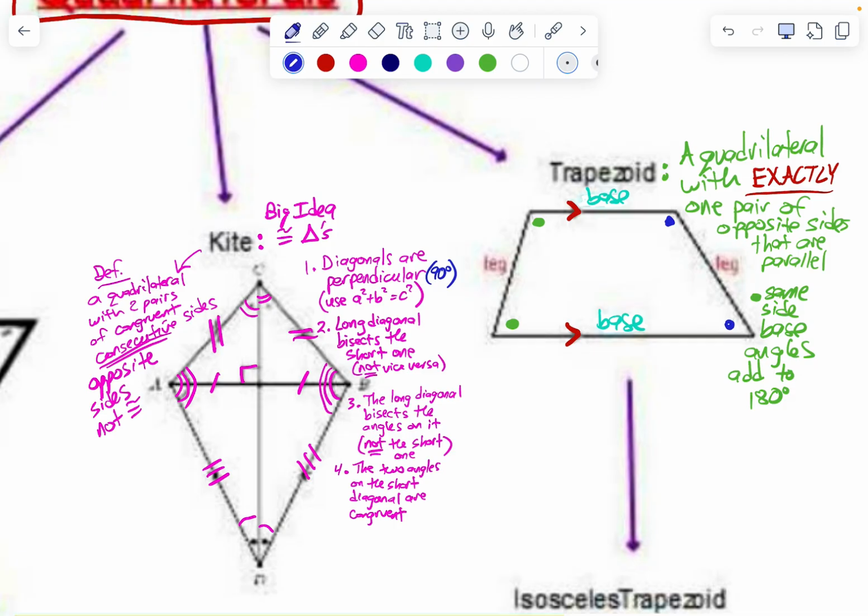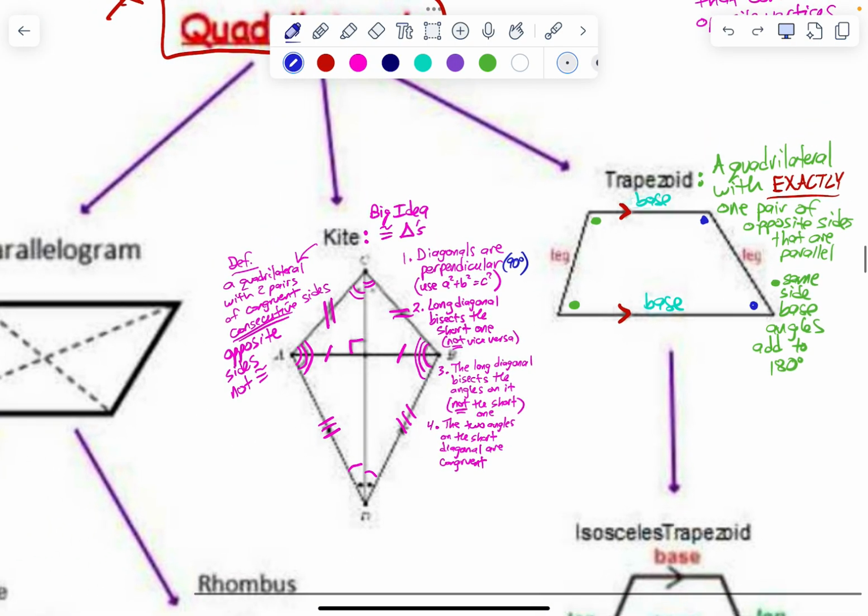Do you think there's anything we can say about the diagonals? You don't need to draw these in, I'm just going to do it temporarily. Like, do these have anything special about them? Like the ones in the kite? Nope, not here. So not for just a regular run-of-the-mill trapezoid, we don't.